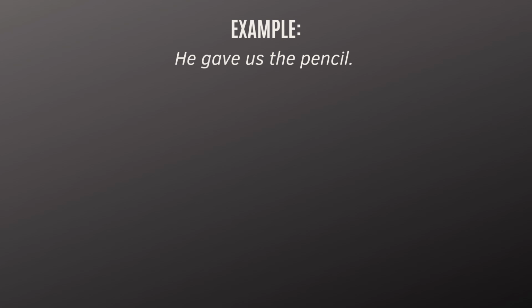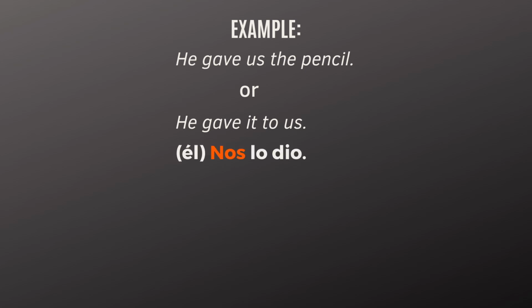So again, we're working with he gave us the pencil. Let's shorten it. Say we've already established in a previous sentence that we're talking about a pencil, and we don't need to say the word pencil anymore. So we're just going to say it this time. He gave it to us. Nos lo dio. We still have the nos, that hasn't changed.